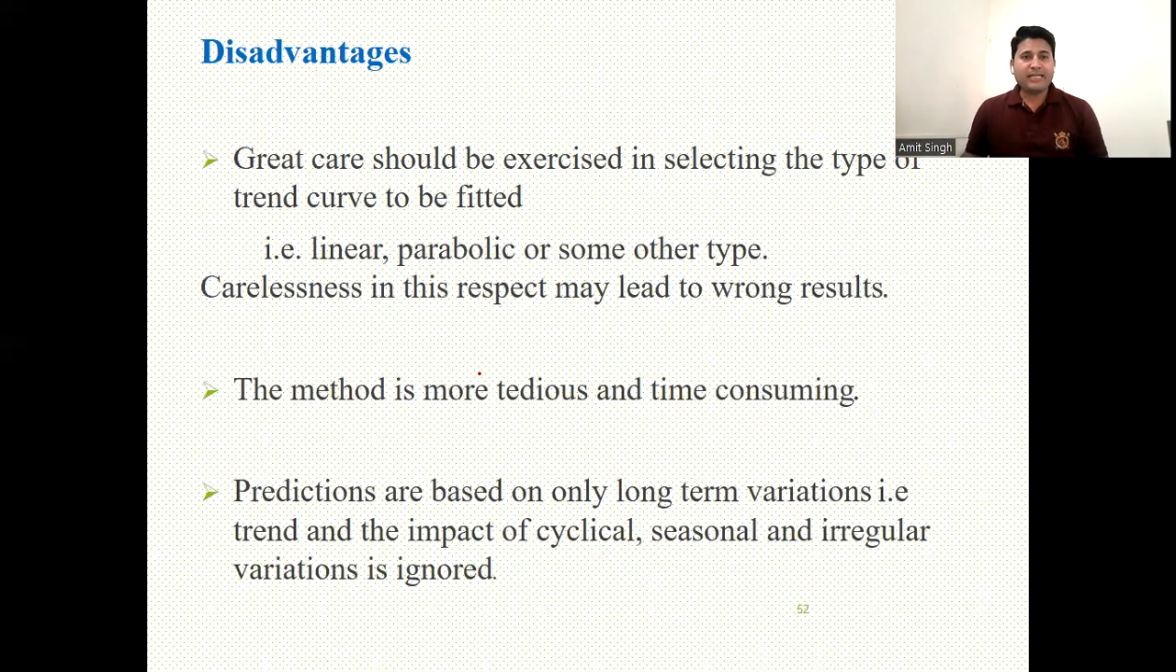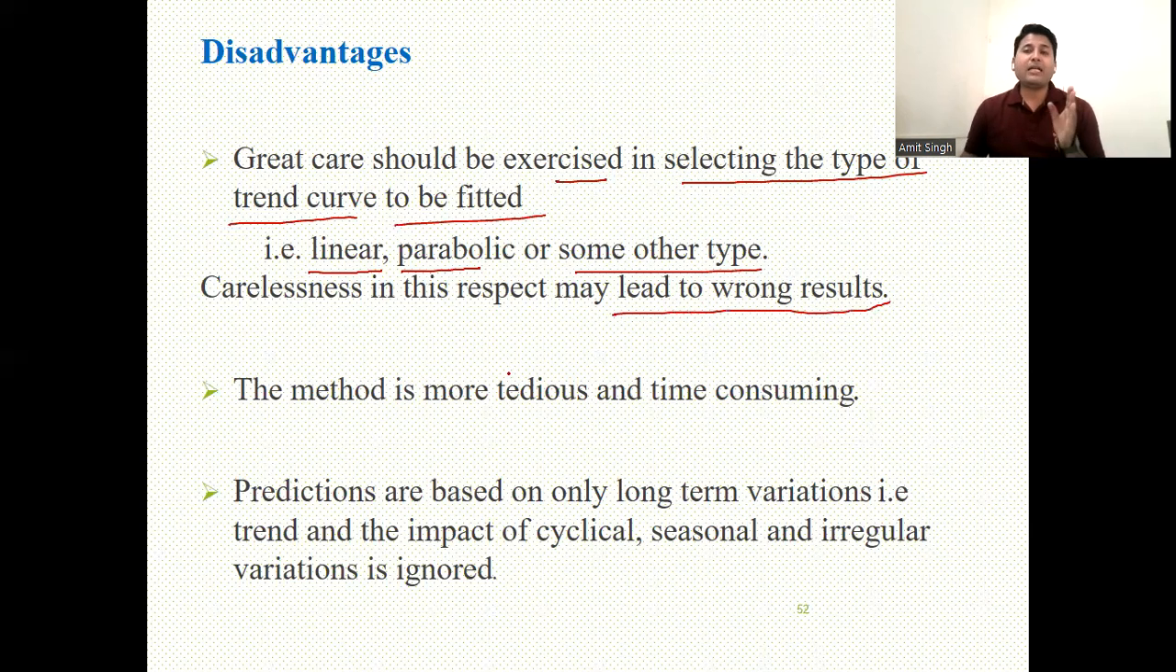Talking about the disadvantages, great care should be exercised in selecting the type of trend curve. That is, should we make a linear trend line, parabolic, or some other trend? If we are careless in this respect, it may lead to wrong forecasting or wrong prediction. Moreover, this method is tedious and time-taking. If we want to fit a quadratic equation, it will involve much calculation and take much time.